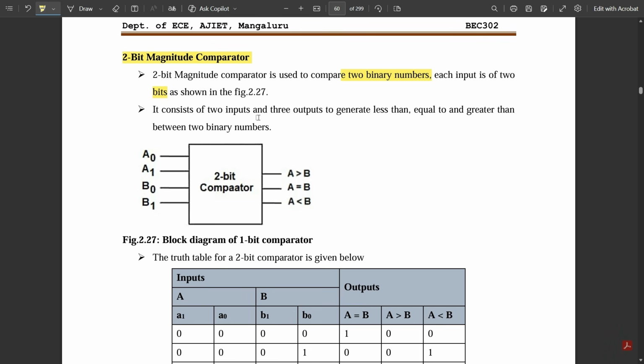It consists of two inputs and three outputs to generate less than, equal to, and greater than between two binary numbers. For a comparator, these conditions are fixed: A greater than B, A equal to B, A less than B. And here the inputs are taken as A0, A1, which is the combination for A, and B0, B1, which is the combination for B. Totally there are two inputs where each input has 2 bits. That is why it is called a 2 bit comparator.